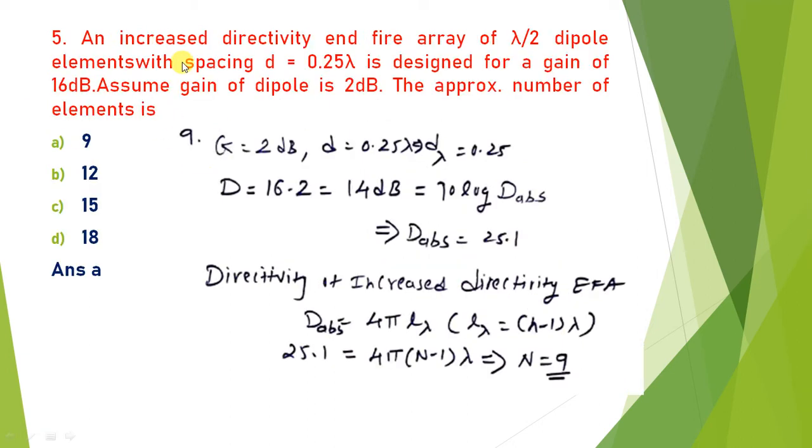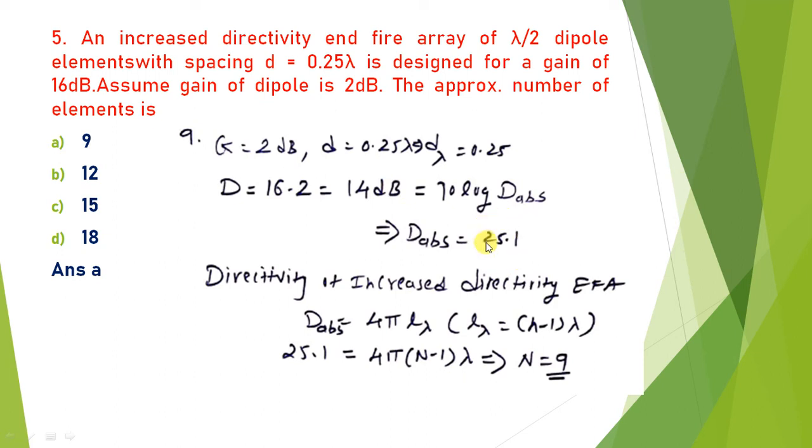Okay, now increase the directivity end fire array of lambda by 2 dipole elements with spacing given 0.25 lambda, gain is given 16 dB. Assume gain of each dipole is 2 dB. What is the number of elements? So now the gain is given 16 dB, and gain of each dipole is 2 dB. So what is the overall gain of the increased directivity antenna? So 16 minus 2, that is equal to 14 dB. If you convert 14 dB into real number, that will give you 25.1.